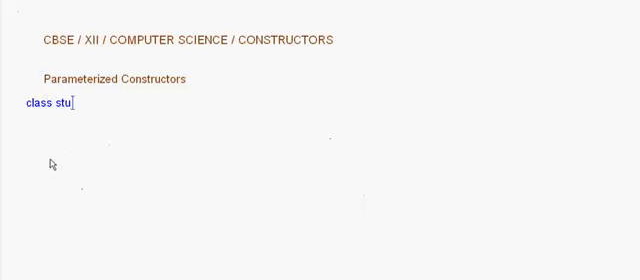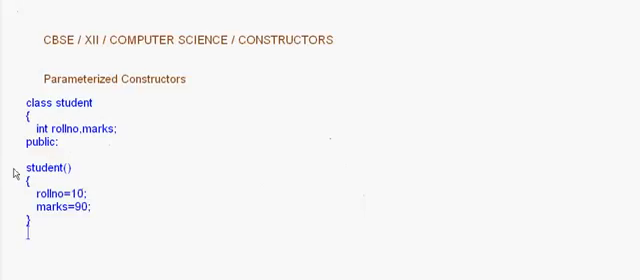Supposing I have a class called student, and here we have int roll number and marks, and we are going to make a constructor here. This is a constructor, and here I write roll number is equal to 10 and marks is equal to 90, and I close the class over here. Now here we have made a constructor, but this constructor is not taking any parameters.